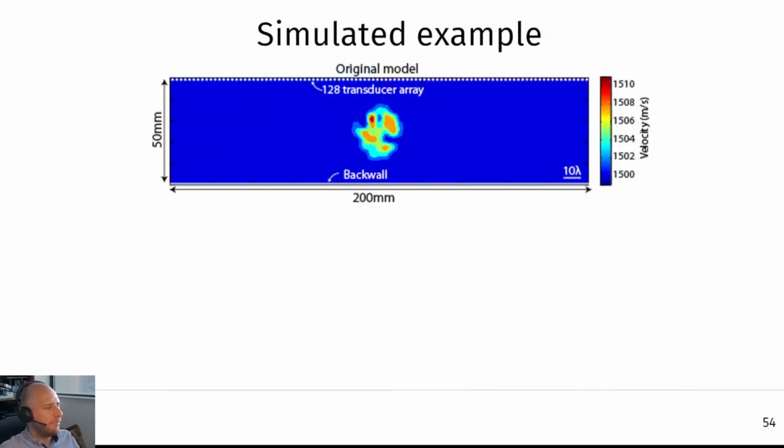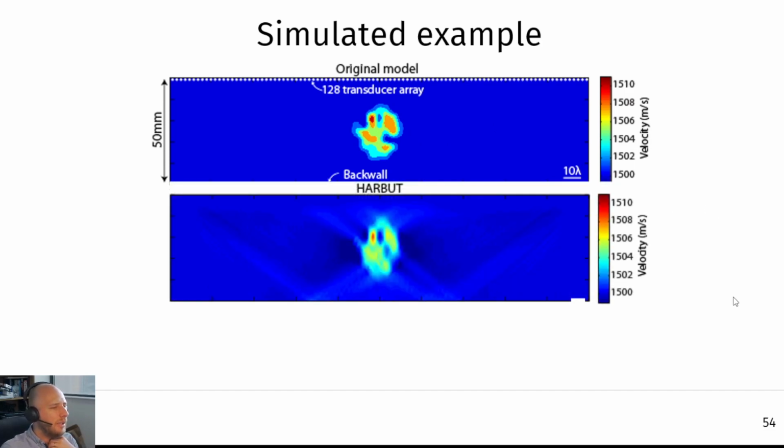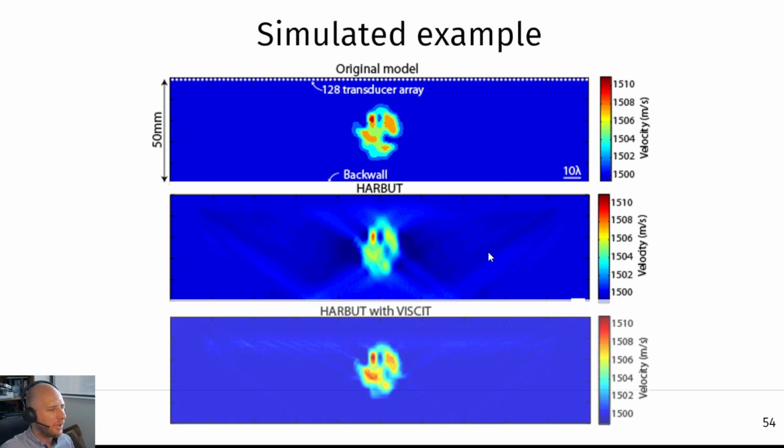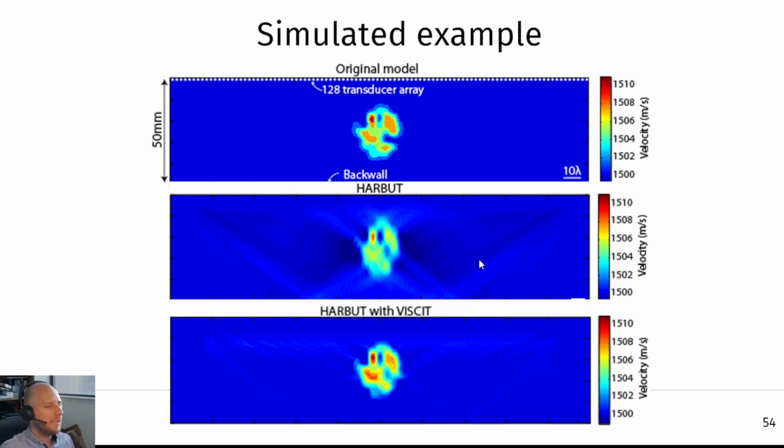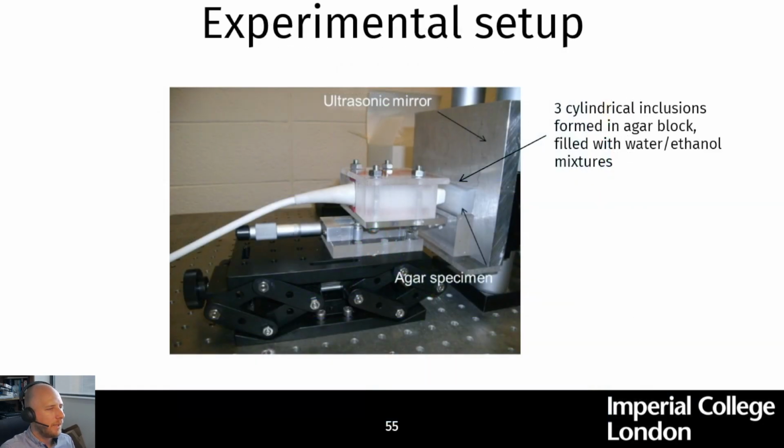Just to give a more concrete, realistic example, here's a simulation with, I think, very low contrast, but it's obviously a more complex defect, and you can move the threshold down each time as you go through the iterations. Here we have standard Harbert, and as you can see, you've got a lot of these diagonal artifacts and so on. It's low contrast and not a great reconstruction. If we apply VISCIT with this thresholding method, you can see we get a much better reconstruction that you can see here. And this has been demonstrated experimentally.